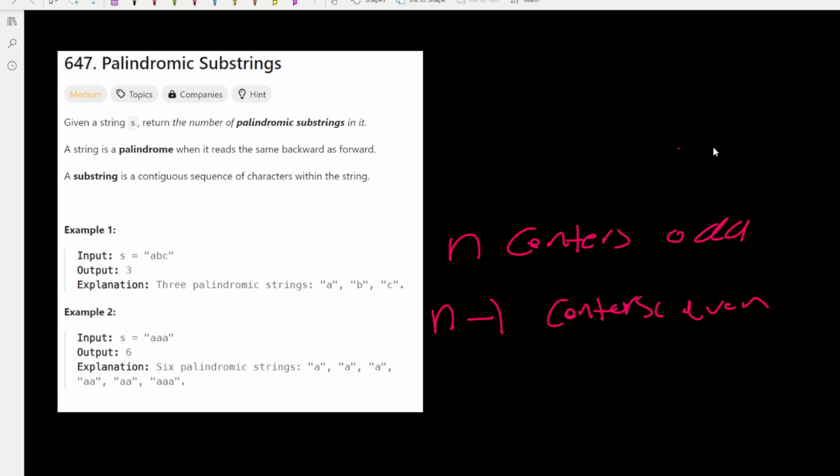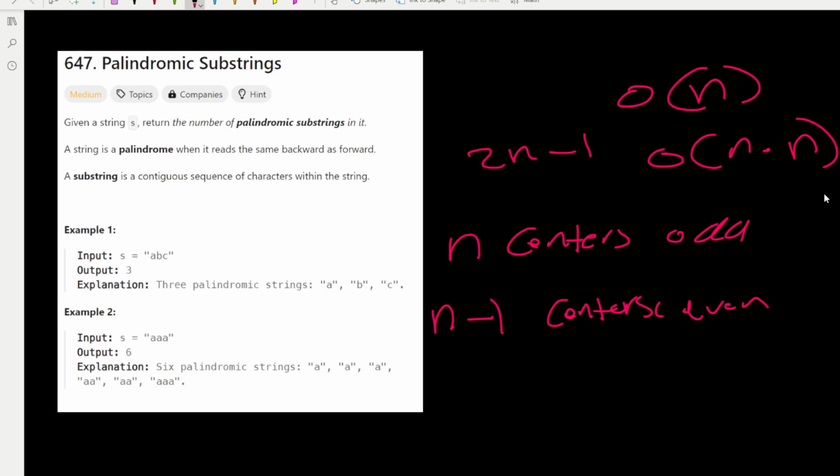So how many total centers do we have? Well, we have n plus n minus 1, 2n minus 1. And to go through the whole string, this will be big O of 2n minus 1, or big O of n. That's fine. But for each substring, we need to see if it's a palindrome, right? And we said that will take also big O of n. To check a palindrome, that will take big O of n. So we'll have big O of n times each one. We will see if it's a palindrome. This is big O of n squared.